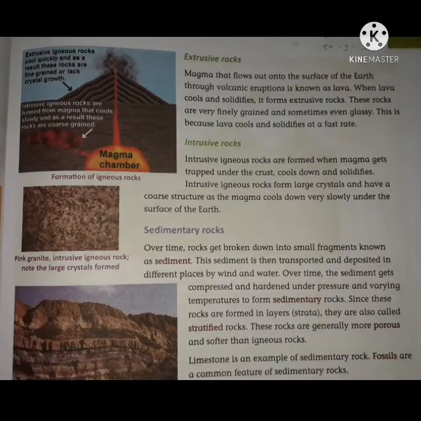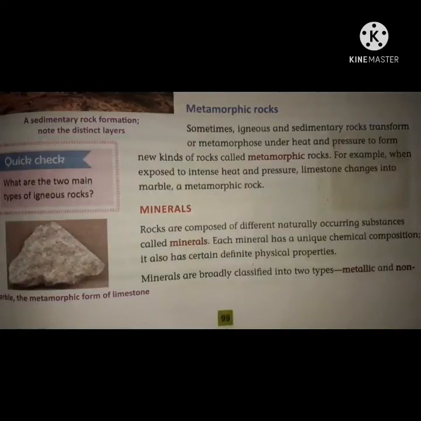Now let us move on to metamorphic rocks. Sometimes when igneous and sedimentary rocks transform under heat and pressure, a new kind of rock is formed, known as metamorphic rocks. For example, when a rock is exposed to intense heat and pressure, it changes. Limestone changes into marble, so it is a metamorphic rock.